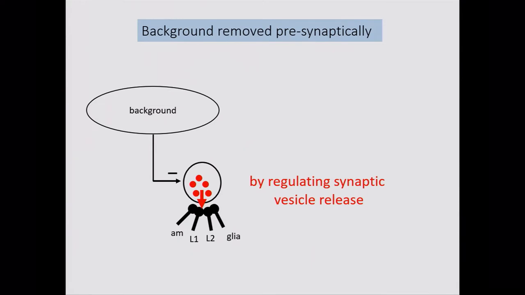So now let's think about removing the background presynaptically. We're going to regulate the synaptic vesicle release. And if you make best use of your vesicles, then you can reduce the number of sites at which you have to release them, because you're going to be using the vesicles efficiently.